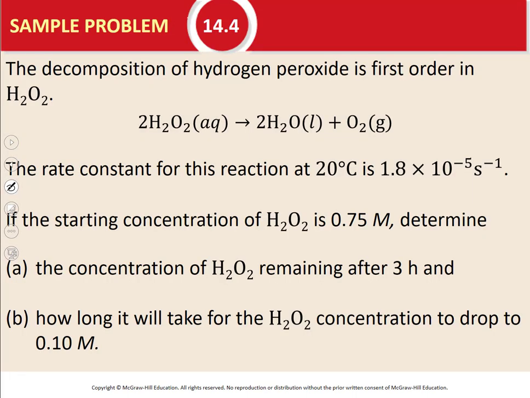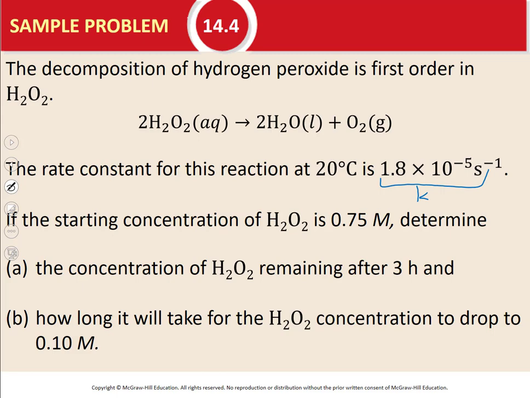So let's look at an example of this one. So we're on page 621, looking at sample problem 14.4. Here's the decomposition of hydrogen peroxide. So hydrogen peroxide, you put it cleaning something up, or you put it on a scrape and it bubbles up, and those bubbles are oxygen gas, and what's left over is plain old water. Decomposition of hydrogen peroxide. The rate constant for this reaction at 20 degrees Celsius is 1.8 times 10 to the negative 5th reciprocal seconds. So that is my K right there. The rate law constant, there's K.